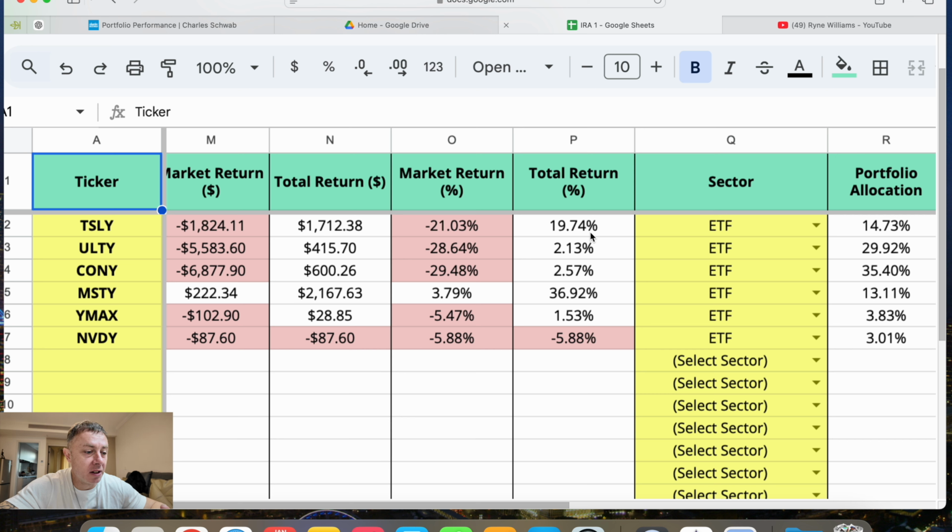But you can see 19% to 2%, 36, 1.5. So even if I was to sell all the positions and go back to straight cash, I would have more than I started with. So that is a good thing. But if I sold NVIDIA, I would have to sell for a loss. The other ones I could sell and still walk away with more money than I started with. So that's pretty good. 5 out of 6 positions are in the green or positive. Not too bad. Can't complain.